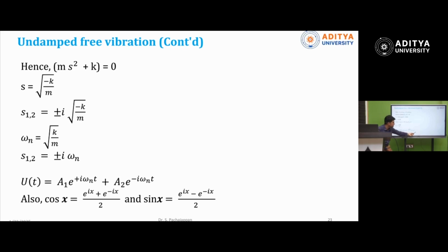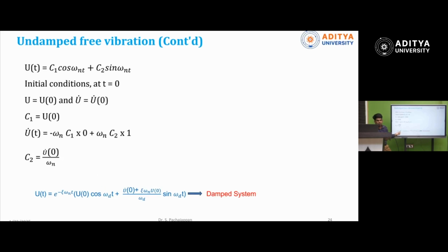And this is the solution for u of t, which means the displacement varying with respect to time for an undamped free vibration. Now we'll plot this and check how it looks. So this is the undamped free vibration. If it is a damped free vibration, then we have the exponentially decaying function e power minus zeta into omega n t. That is the parameter removing the vibration energy from the system.